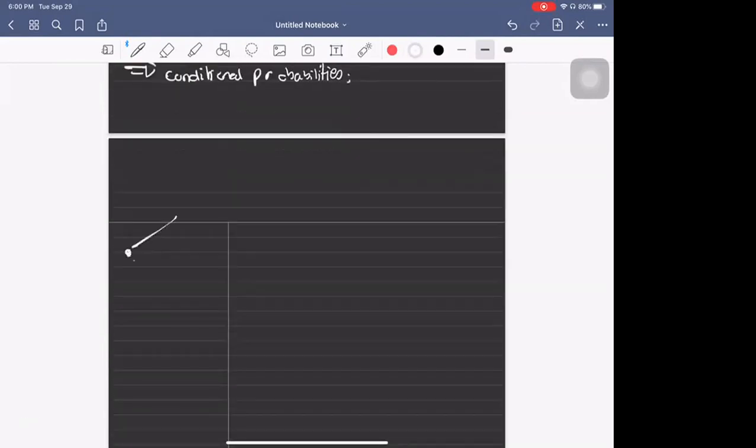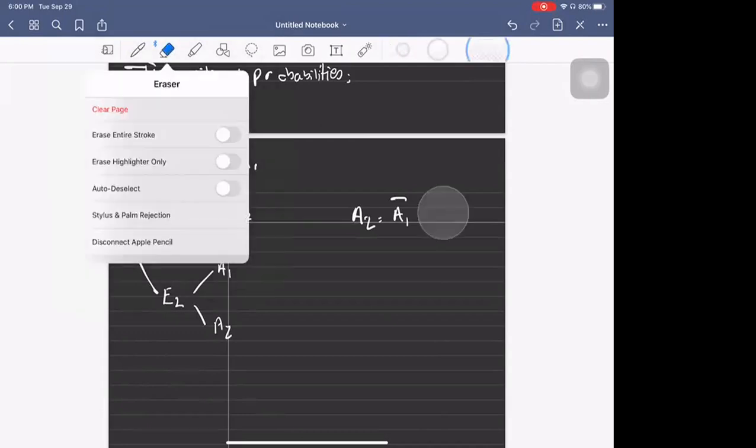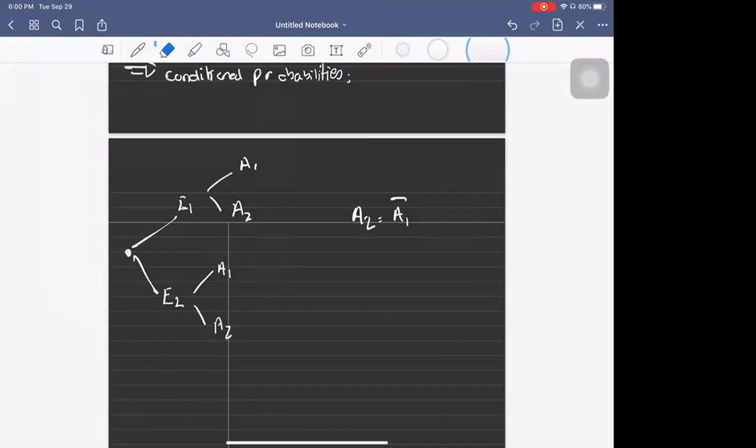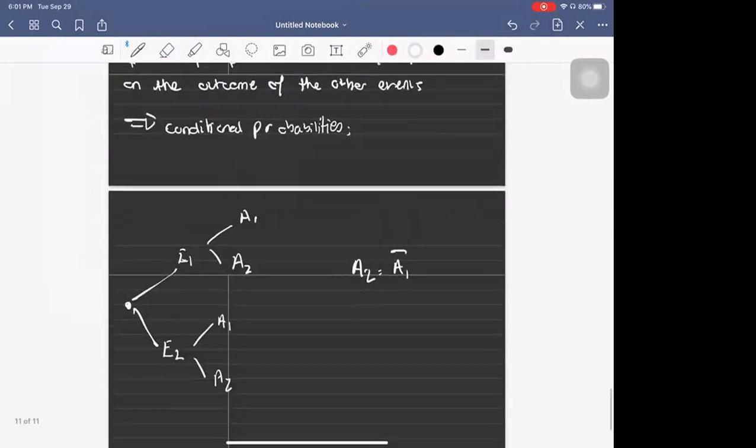Give you an idea. So I have an event E1, E2, another event A1, A2. You can define A2 equal to A1 bar. Essentially, the outcome of the event A1 might be dependent on E1, and the same thing, the outcome of A1 may be dependent on E2. The outcome of the event A2 may be dependent on E2 or E1 for that matter.